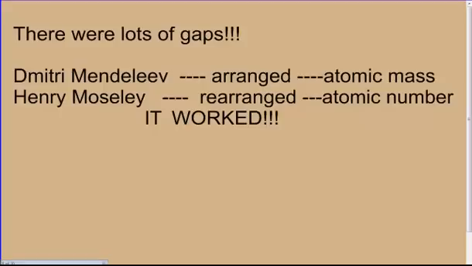Henry Moseley was his student in his labs, probably a PhD student. He kind of looked at what Mendeleev's table looked like, and he rearranged it because there were a lot of gaps, and they just weren't satisfied with that. So Henry Moseley rearranged it according to atomic number. That's the number of protons in the nucleus, and it worked.